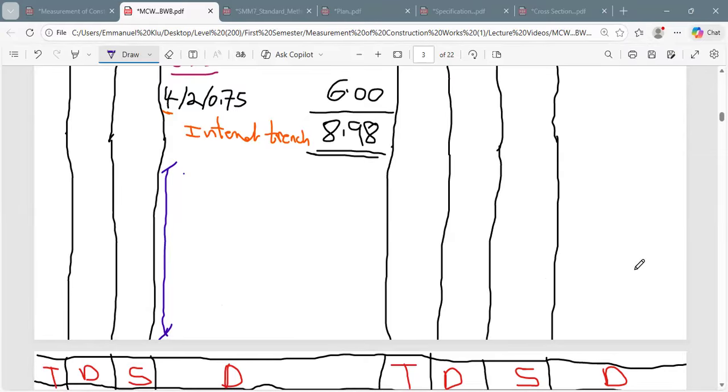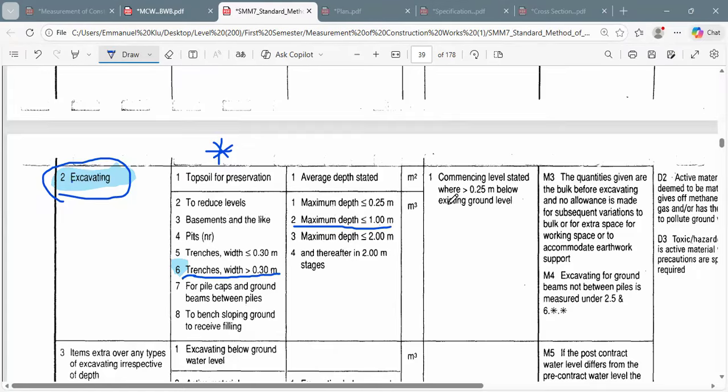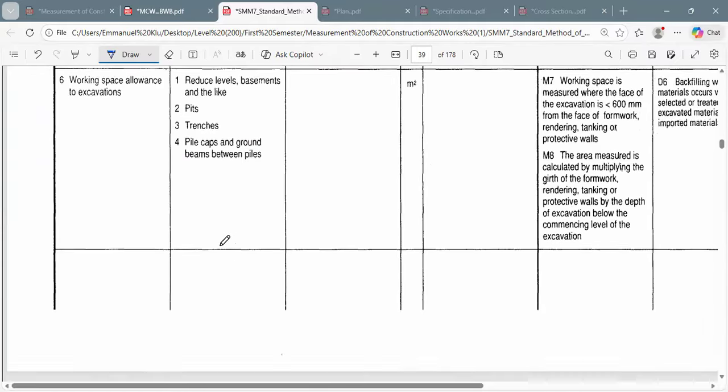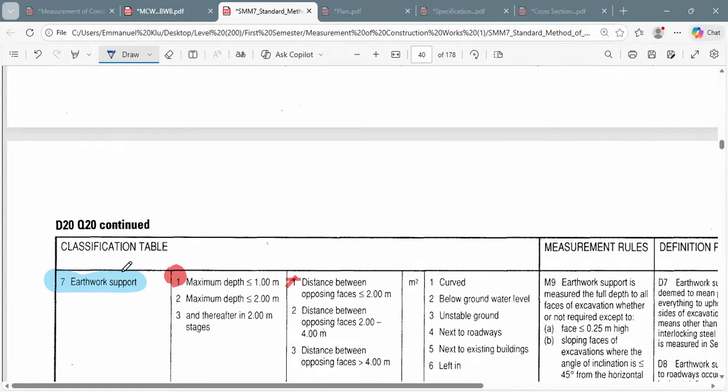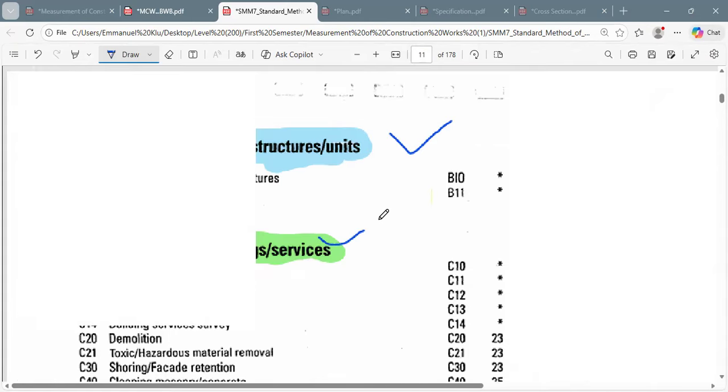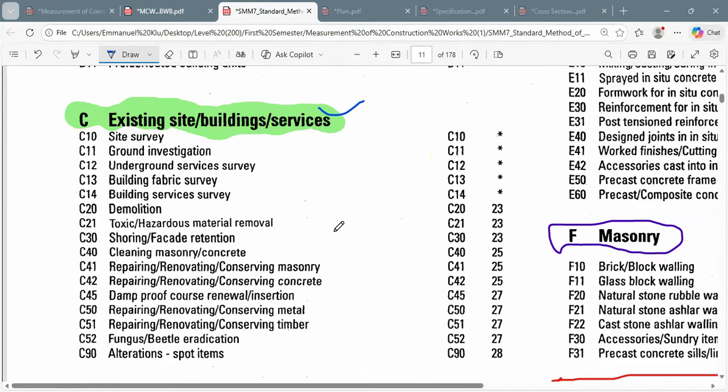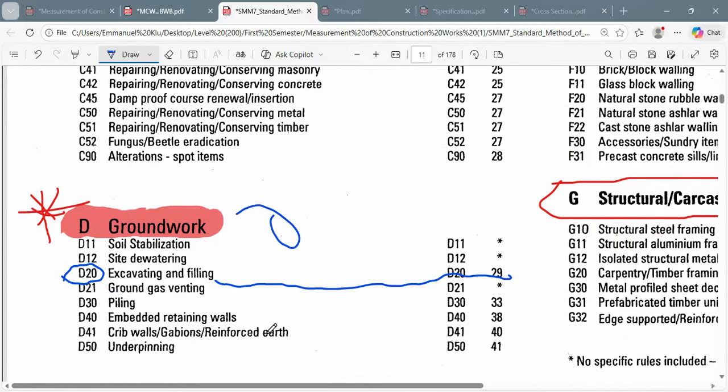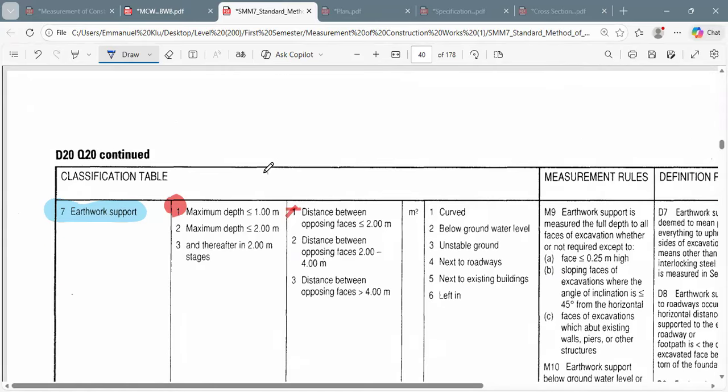So let's proceed. You have to open our SMM7, and this case is a different thing we are going to do, and that is earthwork support. It's still under the groundworks. Look at it over here. Earthwork support is under the groundworks, so don't get confused. If you open your SMM7, you see it. We just have to do the description with the book, and life becomes much easier.